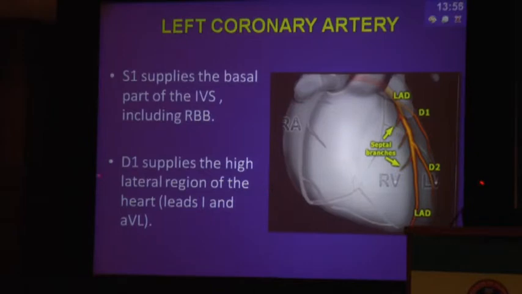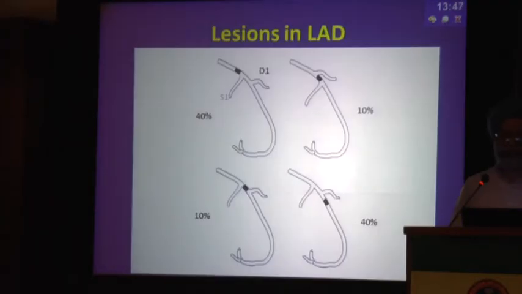The D1 supplies the high lateral region of the heart, because we know the diagonals span out towards the lateral surface, and the septals move towards the septum as the LAD emerges. So we have these 4 scenarios which we will look at in the next 5 minutes. We have a block almost in 40% of the patients before the septum, what I am calling the proximal LAD block. We have a block distal, what I am calling the distal LAD block, which will obviously carry a better prognosis. And we have this after the first septal before the diagonal.